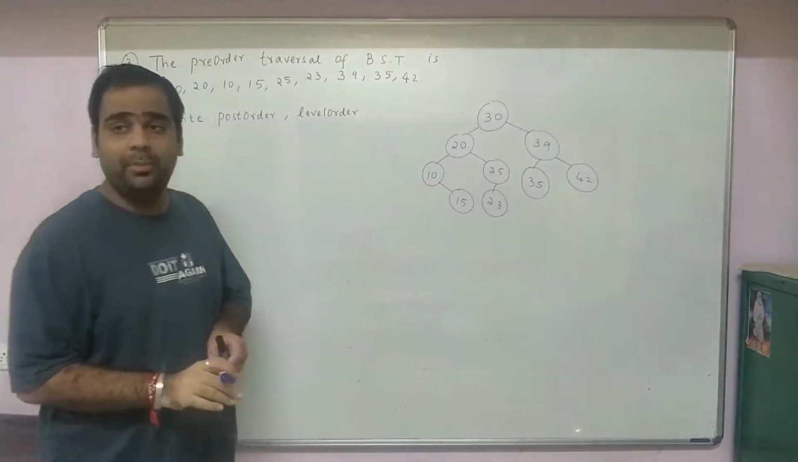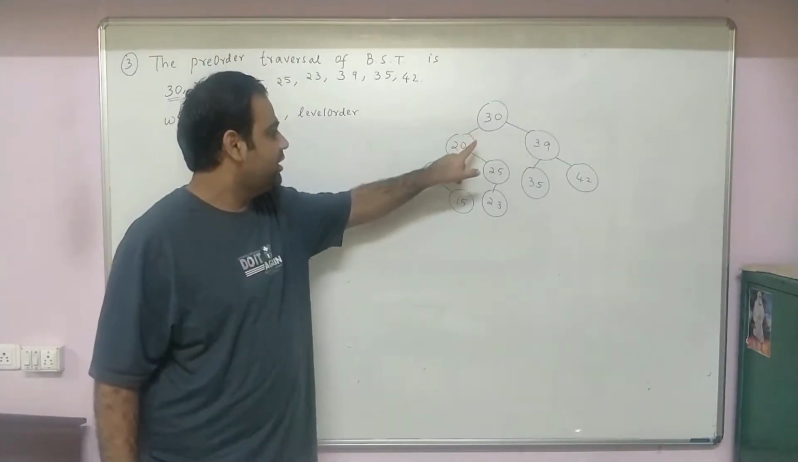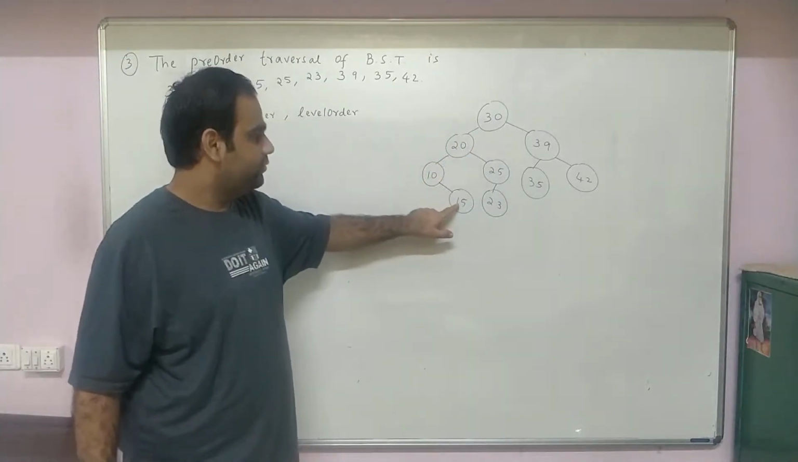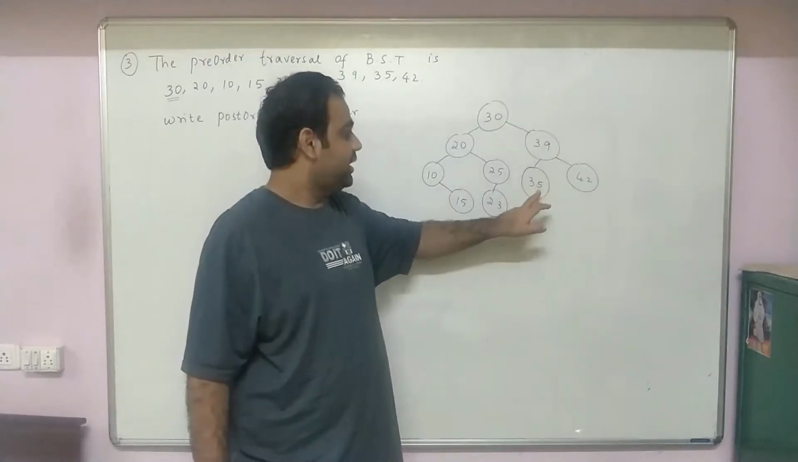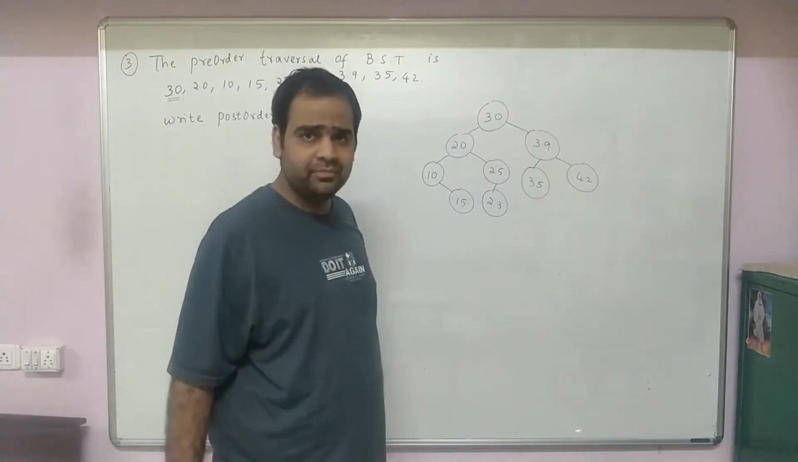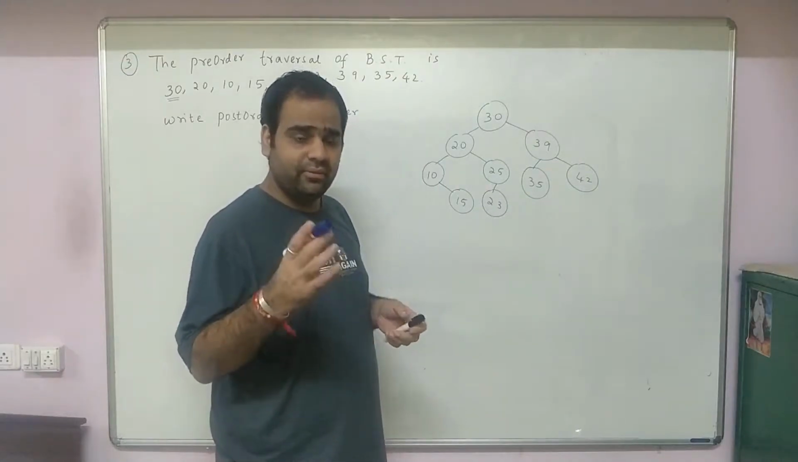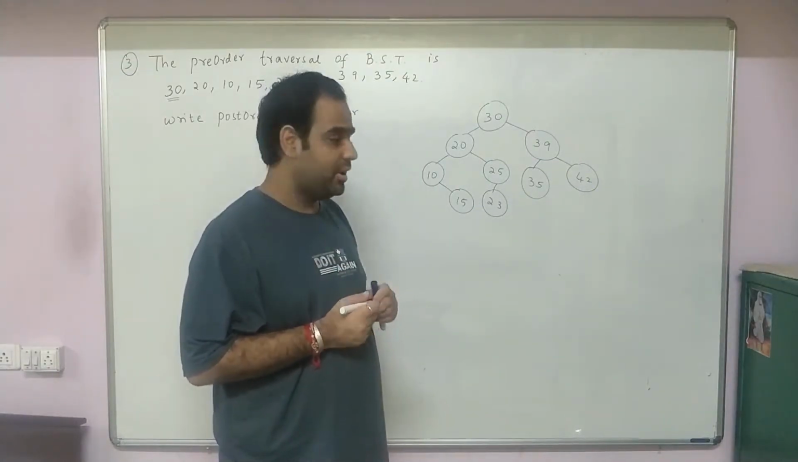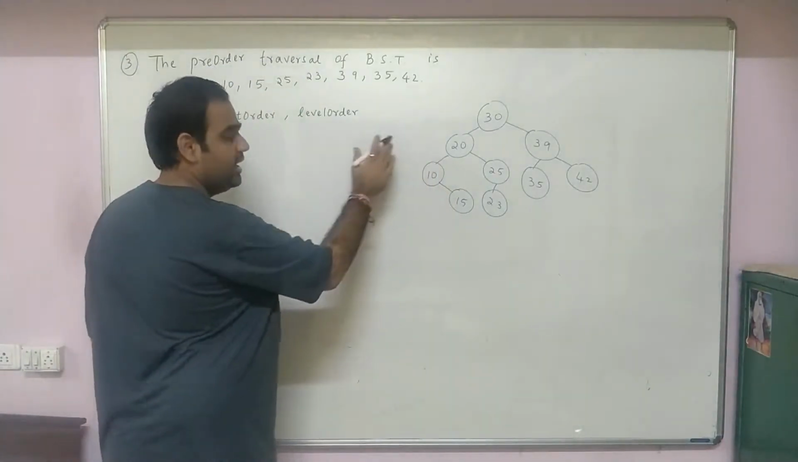Okay, now if you take the pre-order traversal of the tree, see here, pre-order traversal of the tree is 30, 20, 10, 15, 25, 23. Next it is 39, 35, 42, you may do it. Now you have to write the post-order traversal of the tree and the level order. Level order I leave it to you yourself to write it. Now let me write the post order. What is post order? Left, right and root.